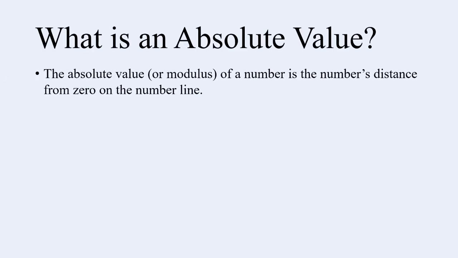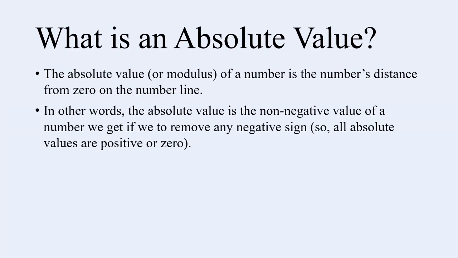The absolute value or modulus of a number is the number's distance from 0 along the number line. That is, the absolute value of a number is the non-negative value we get if we remove any negative sign in front of the number. Therefore, all absolute values are positive or 0.